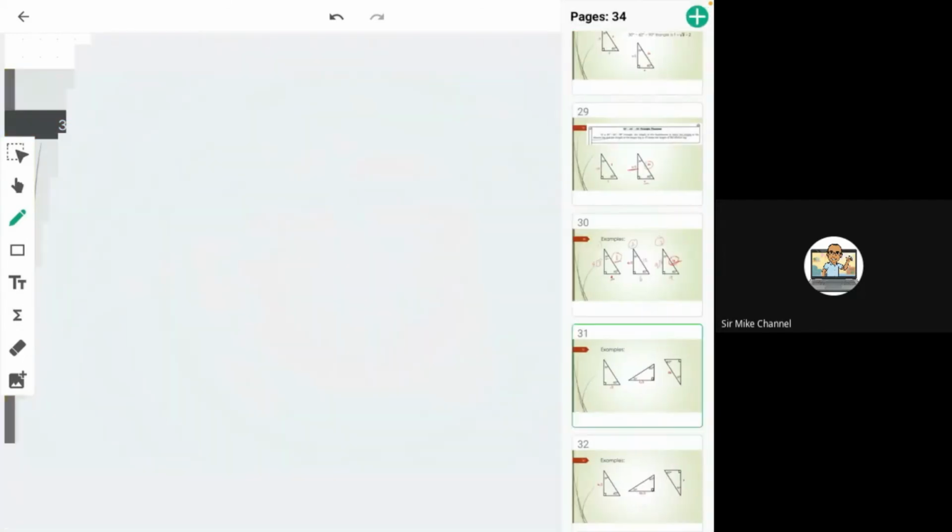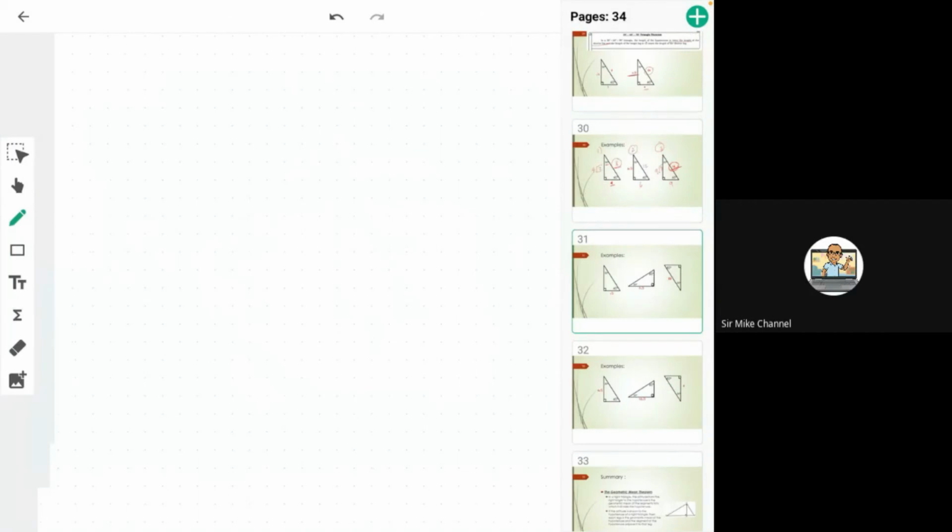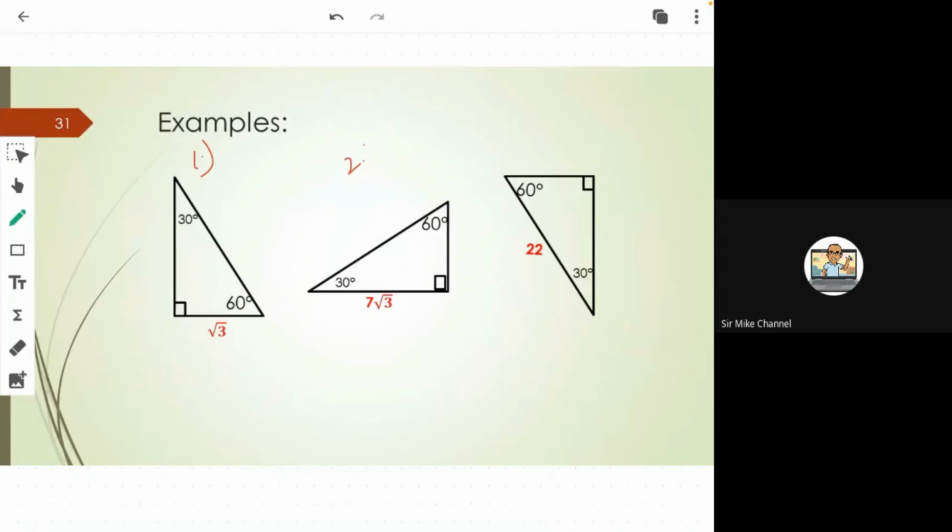Okay, so let's go dyan. Okay, how about this example? Okay, tingnan muna tayo. Dito muna tayo sa number 2. Anong sagot natin sa number 2? Given the longer leg. Anong measurement natin ng shorter leg?